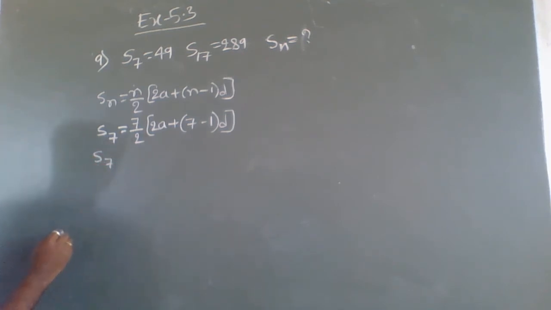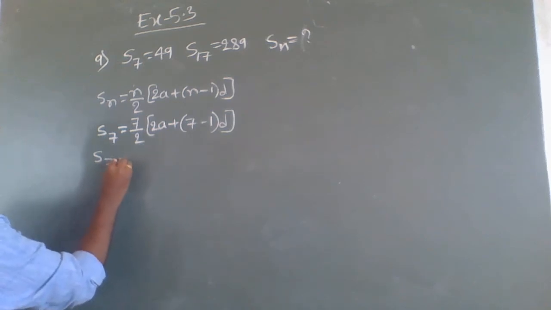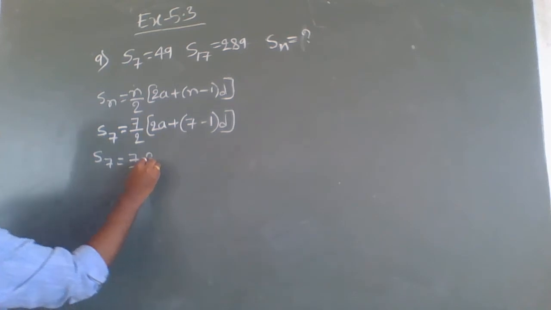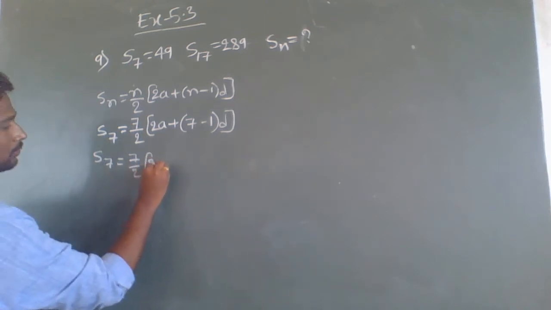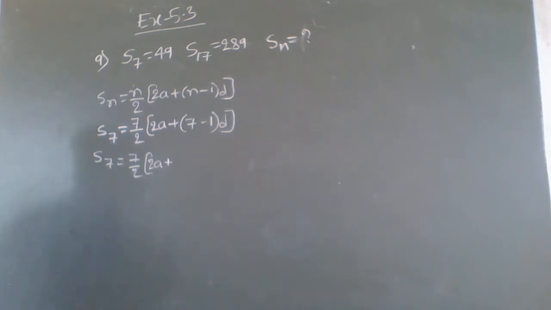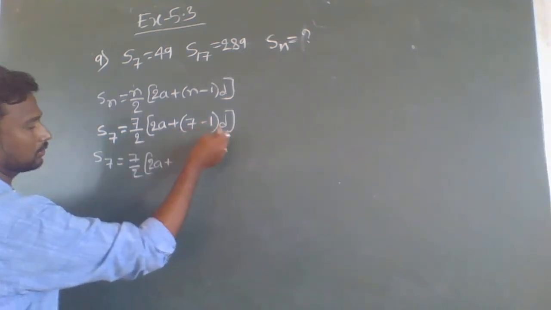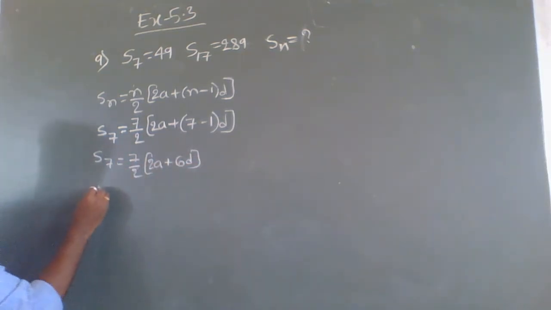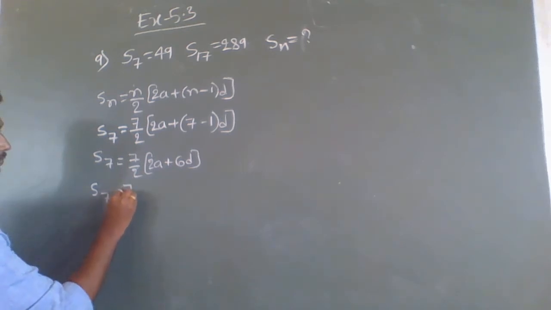S7 is equal to 7 by 2 into bracket 2a plus 7 minus 1, which means 6. 7 minus 1 into d means 6d. Right. So now what can I write here? S7 is equal to 7 by 2.